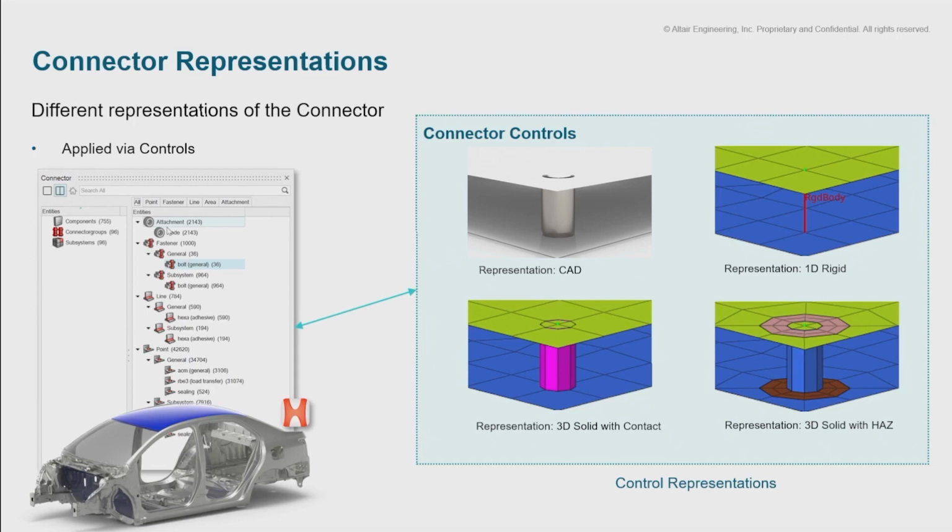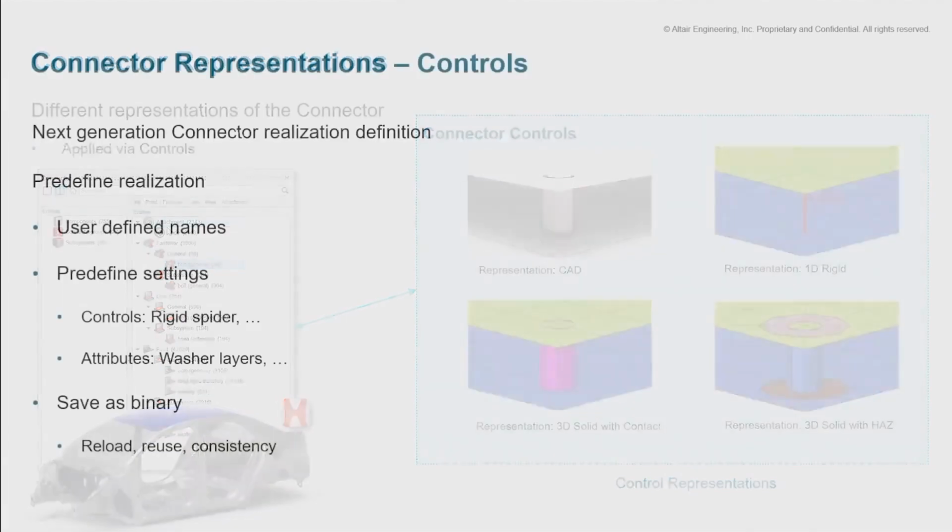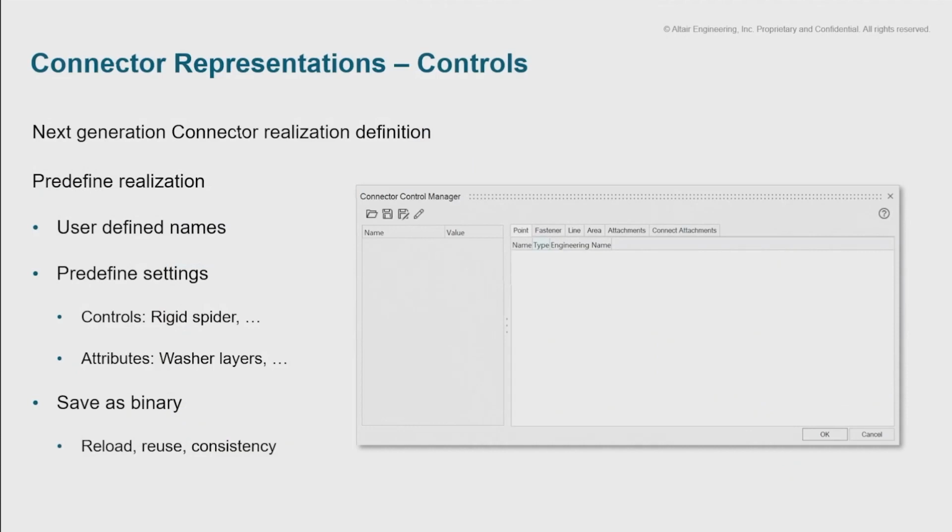Controls are really like a recipe book. You can define up front, independent of any connector, how you want your realizations to work. It allows you to give it a user-defined name, so anything that resonates from your side. You can apply all of the different attributes, so diameters, values, stiffnesses, HUE formulation if you're doing aerospace type analysis. All of those things you can define and set up through the control file. And then these can be saved independently of any session and automatically loaded into any session.